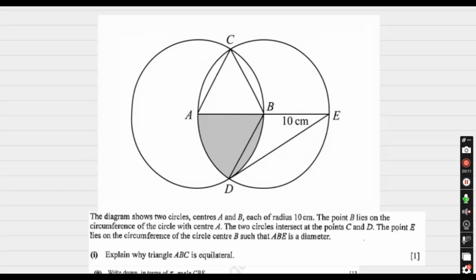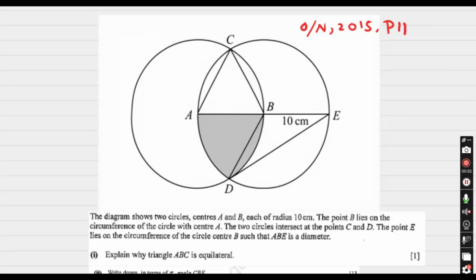Students, today we are going to do a very important question from past papers. The topic is circular measure. This question appeared in the October/November 2015 paper, or you can say variant 1-1.